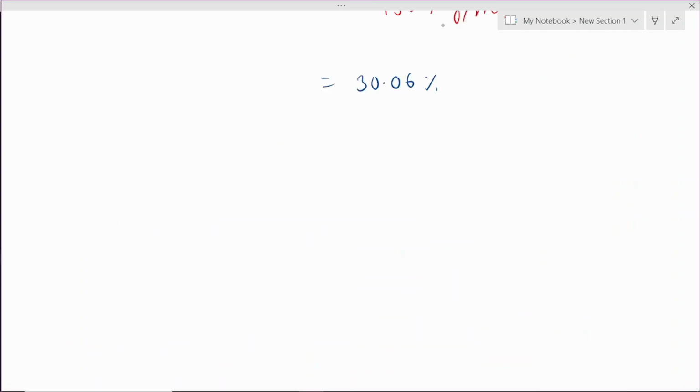Now, what is the application of percentage composition? If the percentage composition of various elements in a compound is known, its empirical formula can be determined, and from this we can obtain the molecular formula if the molar mass of the compound is known. We will understand this by an example.